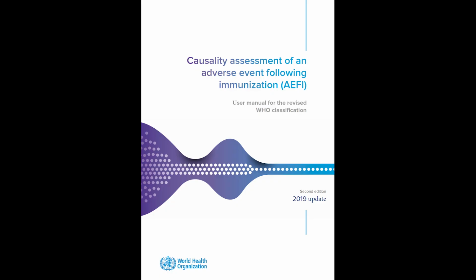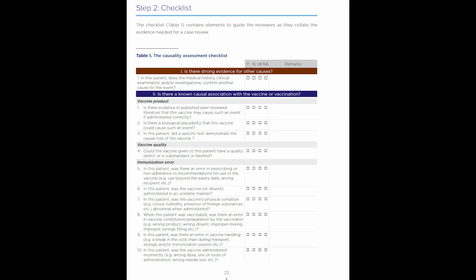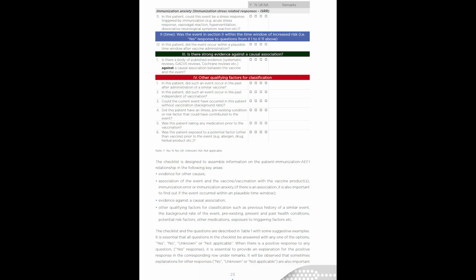So what is the process for this careful case report evaluation? The WHO Causality Assessment Manual provides the process and template for these causality assessments, and this involves considering, in this patient, is there another more likely confirmed cause for the event? Is there evidence in the published literature the vaccine may cause such an event? Is there a biological plausibility that the vaccine could cause such an event? And did the event occur in a plausible time window? Is there strong evidence against a causal relationship for the event?